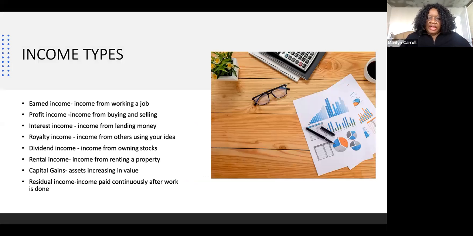So next we have income types. And I wanted to talk about that because with these intergenerational things, there are different ways we can earn income. And a lot of people think I just earn income from my job and that's the way I'm going to go about it.